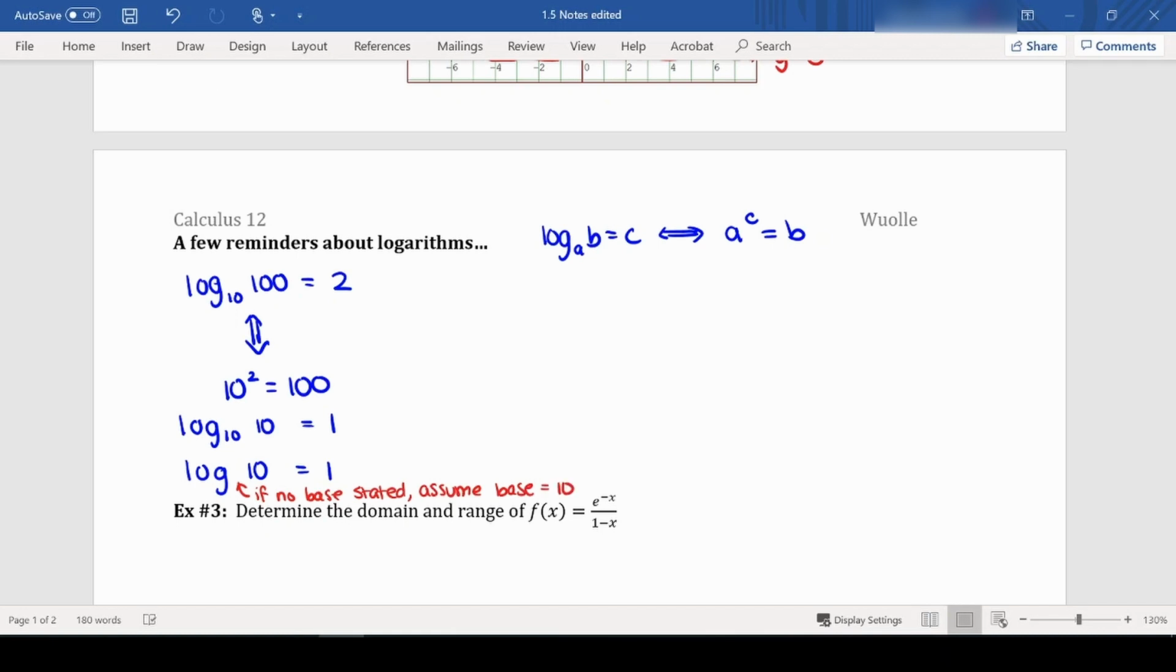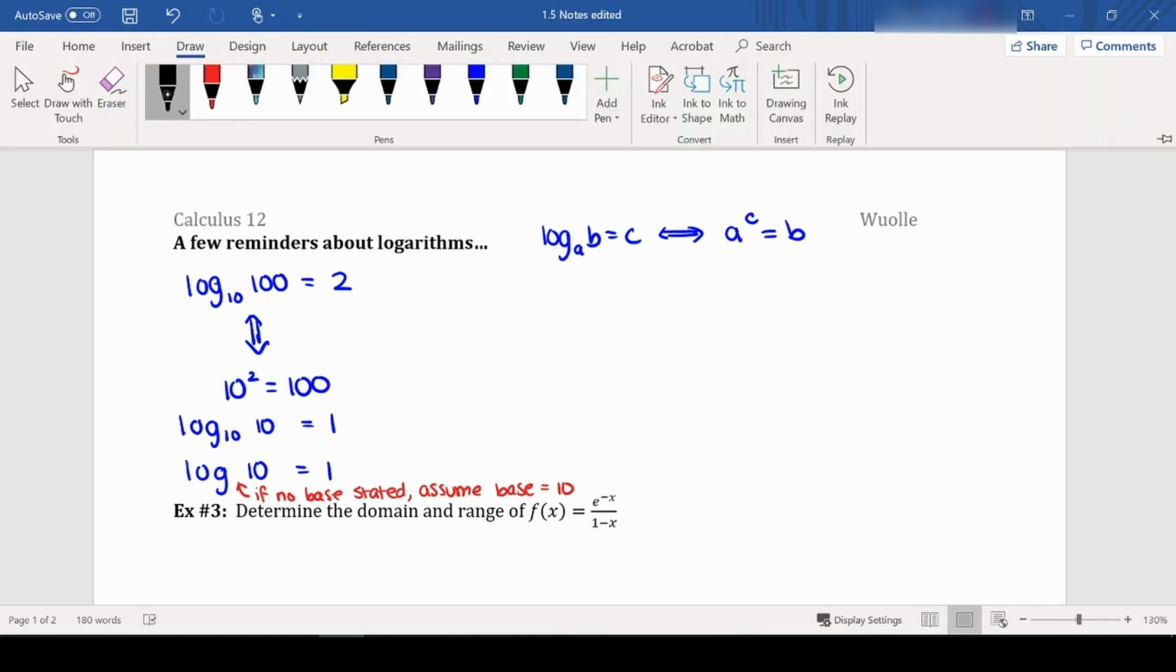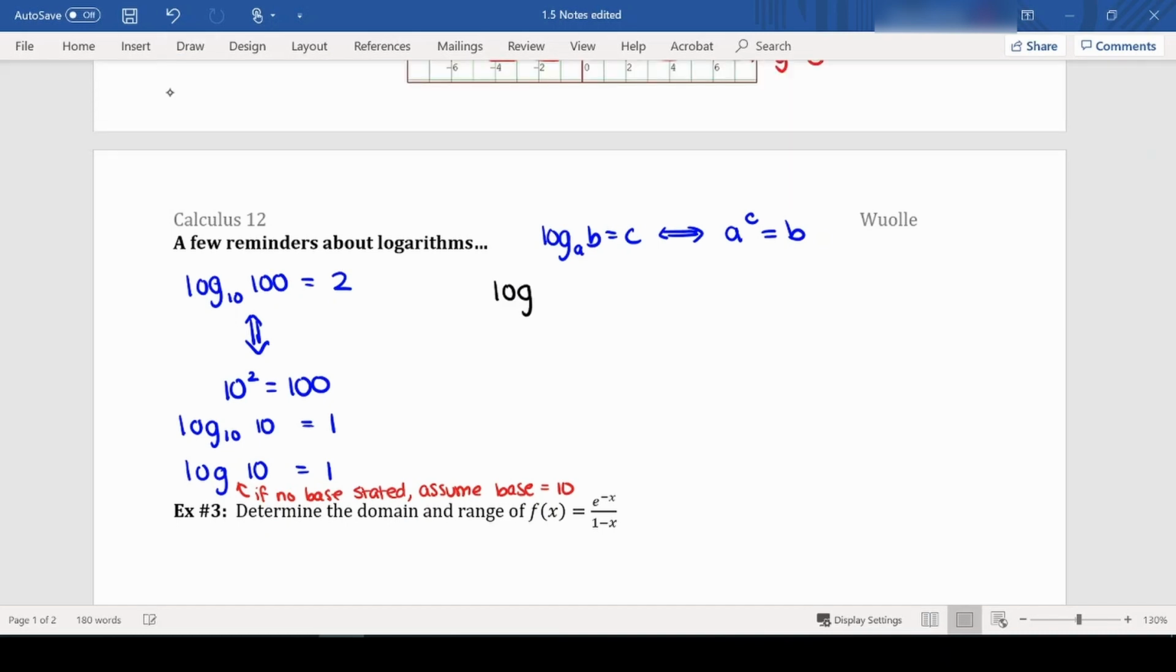Okay. Now we have, what if we did e here? What if we had a log with a base of e? So if I did log base e of e, this would also equal 1.